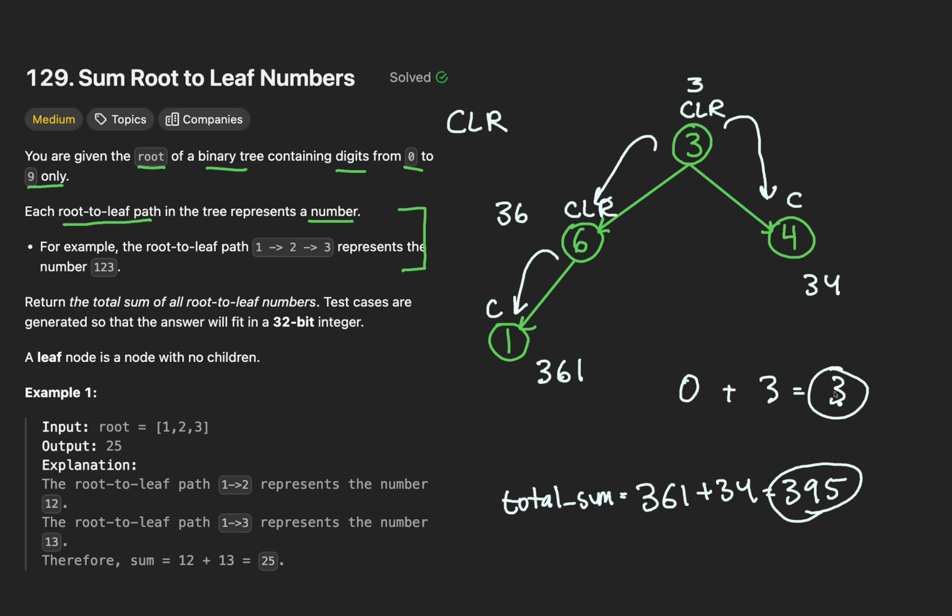So everything works out. Okay, the time complexity is big O of n, where n is the number of nodes in our tree. We process each once.